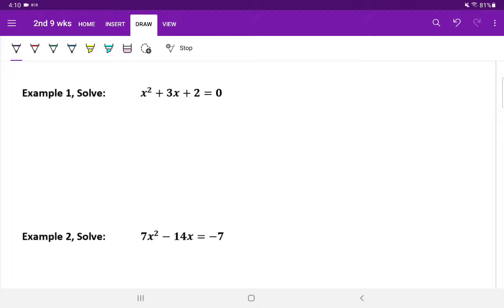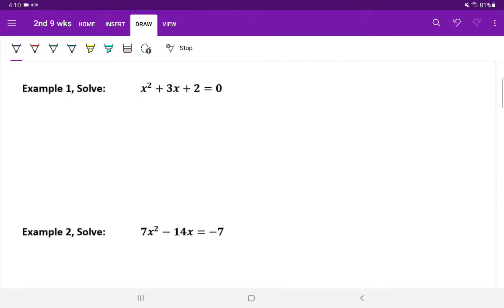For example 1, first, is it in standard form? It is. Now, one thing is that usually we have a y, so to solve an equation, it has to equal 0. Remember, we want to find the x-intercepts, right? So your y value is going to be 0, and that's why it has to equal 0. So that first step, make sure it's in standard form, is extremely important.